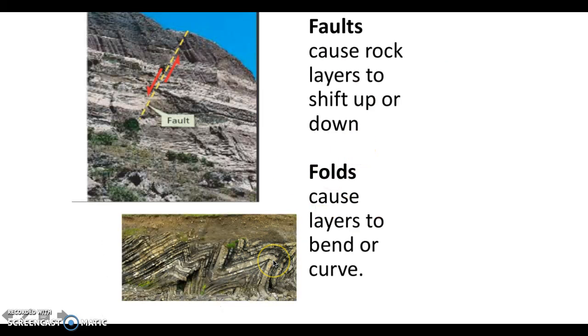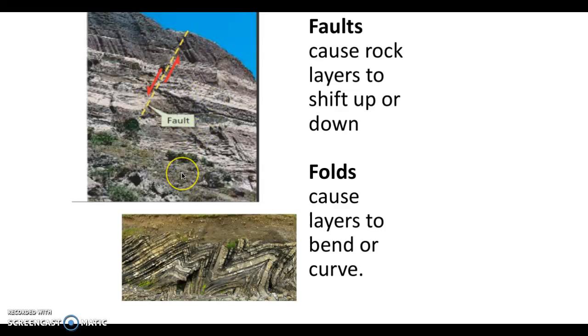Faults are our next kind. Faults cause rock layers to shift up or down. For your picture, you can just draw these little arrows. A fault is where earthquakes occur. So when an earthquake shifts the ground, sometimes part of the ground heaves up and part of the ground heaves down. So that's going to change the layering of the rocks.